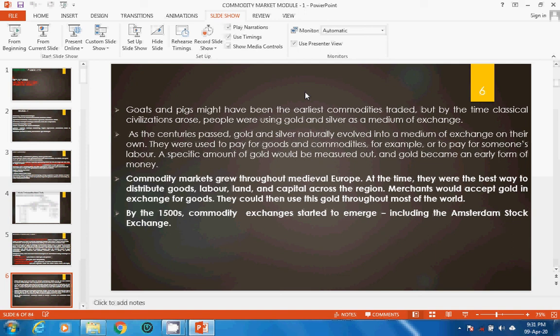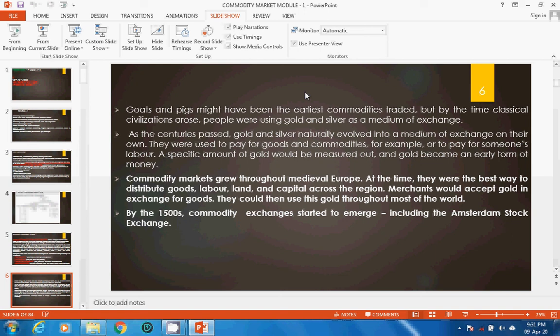As the centuries passed, gold and silver naturally evolved as a medium of exchange on their own. They were used to pay for purchasing and selling goods and services. For example, to pay for someone's labor, we used to give gold and silver. A specific amount of gold would be measured out, and gold became an early form of money, an early medium of exchange.